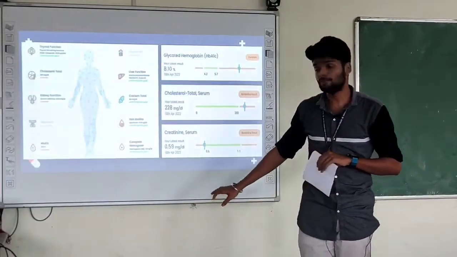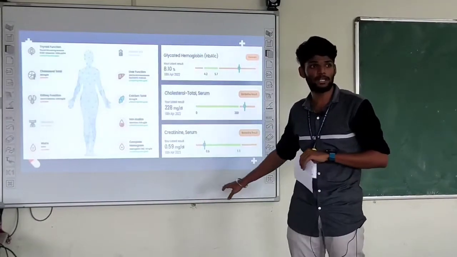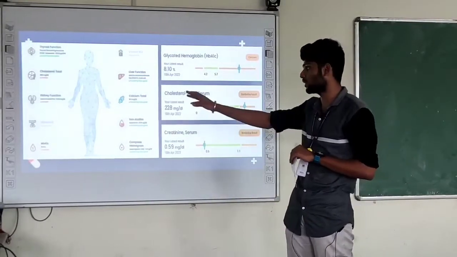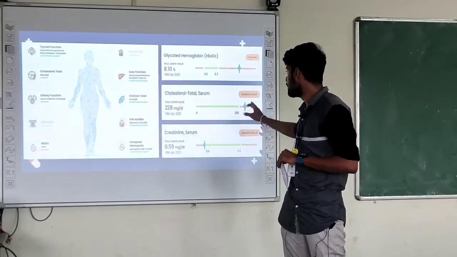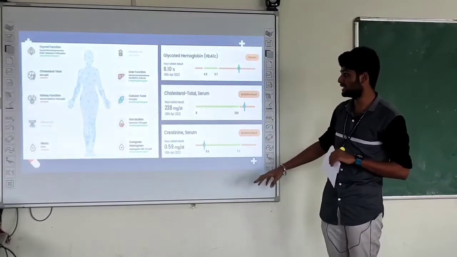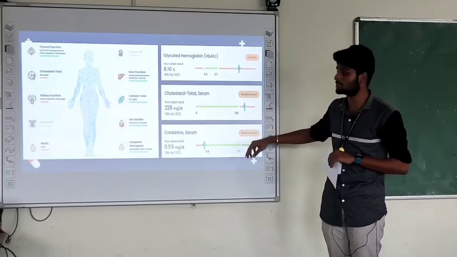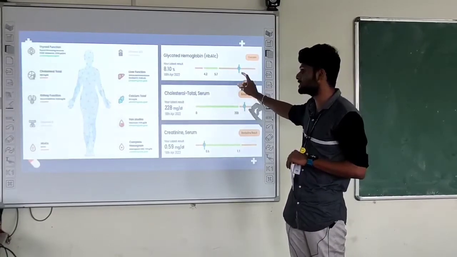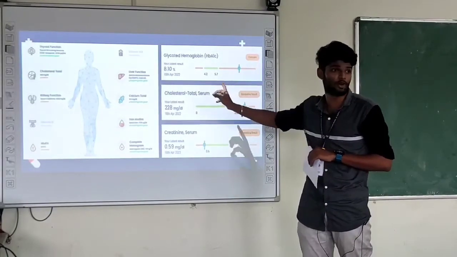This is the graphical representation of the recent test taken by her in April 2022, which shows that she has 3 concern problems. One was cholesterol level and creatinine serum level, which were borderline. Of these 3 points, 2 are at borderline levels and one is at a concern level. Glycated hemoglobin was around 8.10%, where it should be below 5.7 for a normal individual.